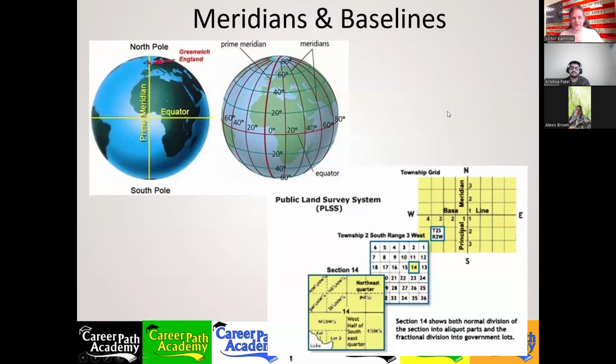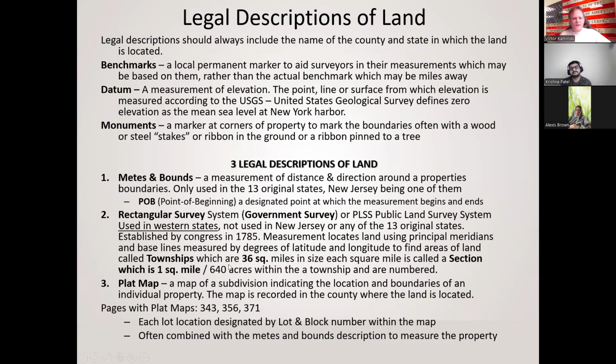So remember, they told you they use degrees of latitude and longitude to find areas of land called townships. Those are those invisible lines that we had on the globes in our classrooms. Remember that? That are separated by degrees of longitude and latitude. Okay. And then lastly, I'm going to go over the last one, and then we're going to go over them all again. We'll do a recap.